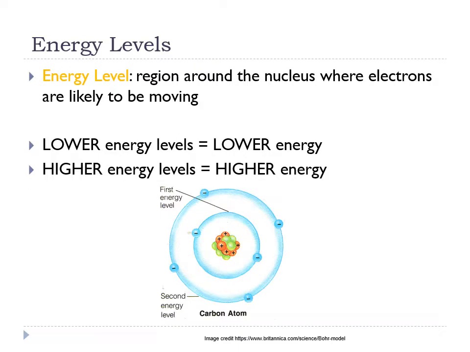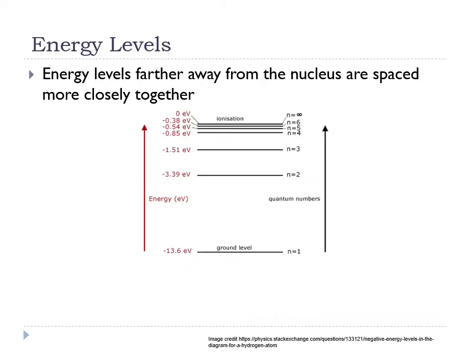So to get started, an energy level is a region around the nucleus where electrons are most likely to be moving. This is our Bohr model. We see that we've got one energy level, another energy level. What's interesting about these energy levels and why we call them energy levels is because there are different quantities of energy associated with these different energy levels. The first energy level has less energy than does the second energy level, and the further away from the nucleus we get, the more energy those electrons are going to have.